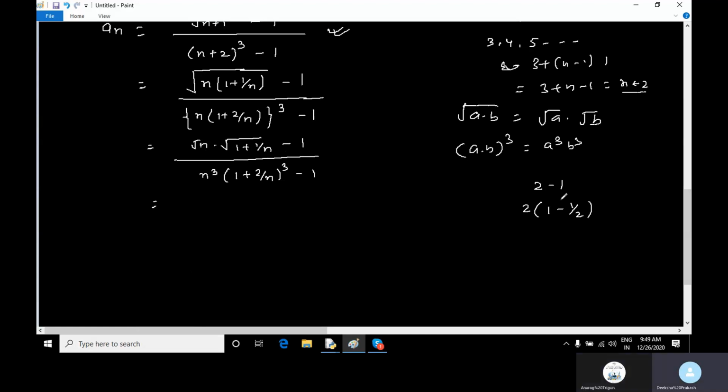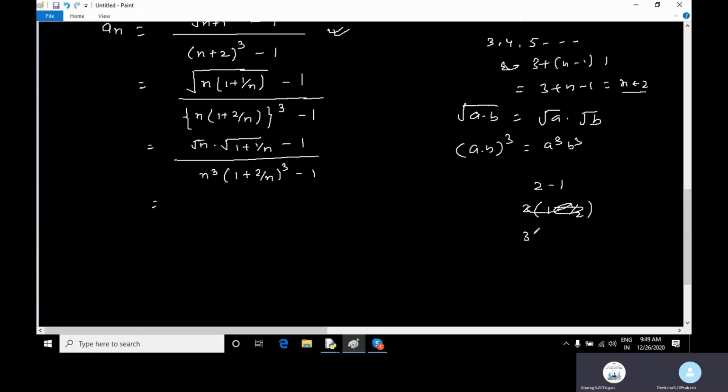But then n was not under the root, no? Sorry, 1 was not under the root, no? 1 was separate. So do we have to take that? Whatever term you are taking outside, you have to divide it. 2 minus 1 is there. If you want to take 3 common, what will I write?